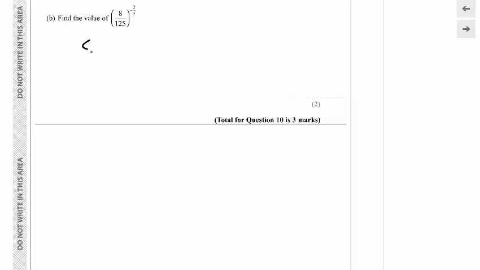Hello, so we've been asked to find the value of 8/125 all raised to the power of negative 2/3. Now that looks really difficult, but just break it down into sections and use the laws of indices, which I'm going to remind you of, and you'll be fine.